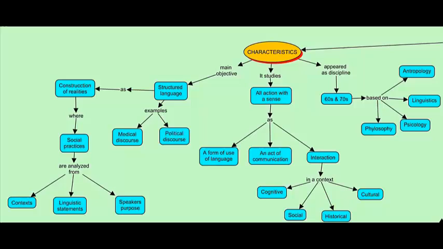Besides, discourse analysis is a discipline of the humanities and social sciences. It emerged as an independent discipline in the 60s and 70s.